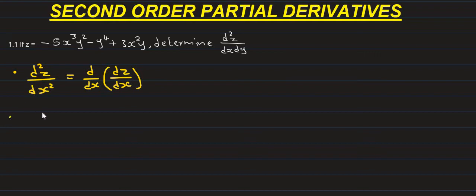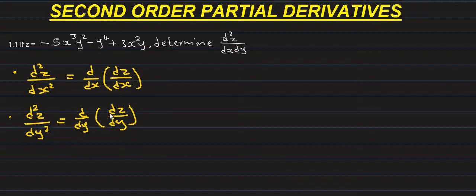Number 2 is d squared z over dy squared. This is d over dy of dz over dy. We differentiate with respect to y, and then we differentiate with respect to y again. These are second order derivatives, but here x is constant, and then y is constant.